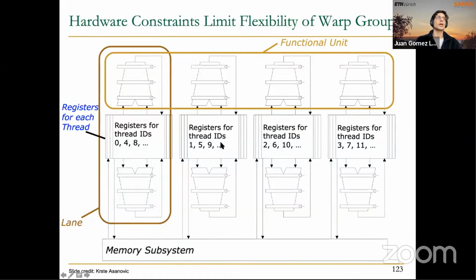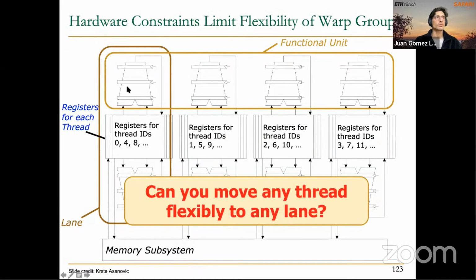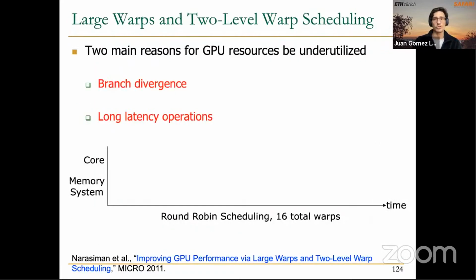Well, could we move one thread running here to a different lane? Yeah, we could, right? But it would be costly as well because we would need to move all the registers, or at least a few registers, from this lane to another lane. It's not impossible, but it probably would require significant hardware changes. So you always have to evaluate trade-offs when you come up with some new idea for optimizing your hardware.